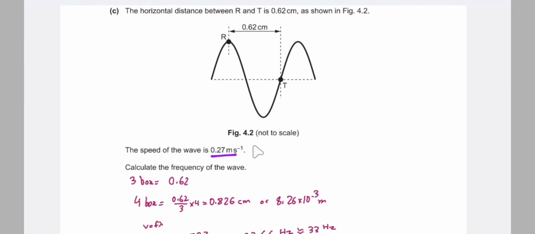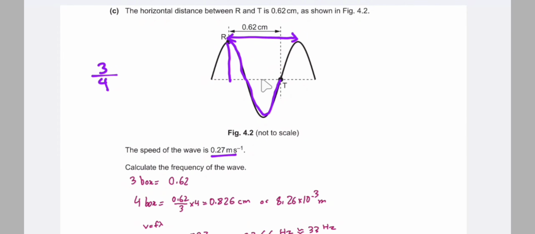First of all, what is the wavelength? Wavelength is for one complete wave. One complete wave is completed from this point to this point. And 0.62 is 1, 2, 3, so 3/4 of the wave. 0.62 is 3/4 of the wave, or we can consider that 3 box. So 0.62 is 3 box.